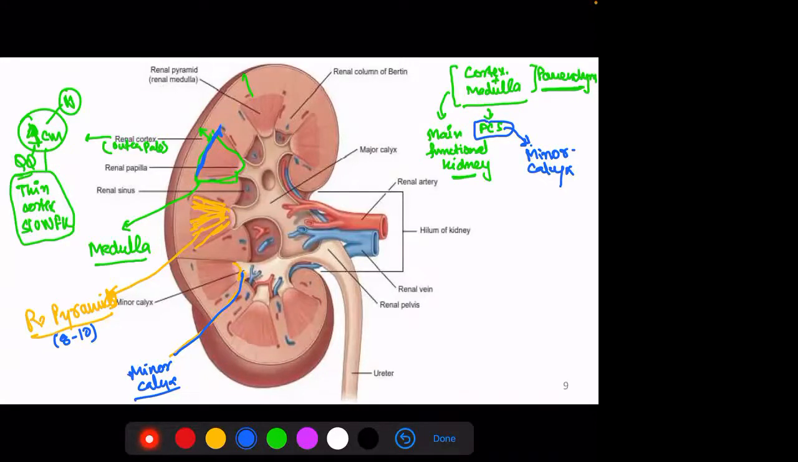So just remember that there is one cortex and one medulla. In the medulla there is a renal pyramid, and the renal pyramid opens into the minor calyx. Okay, are you getting my point?